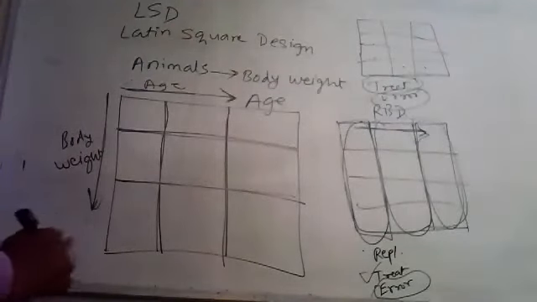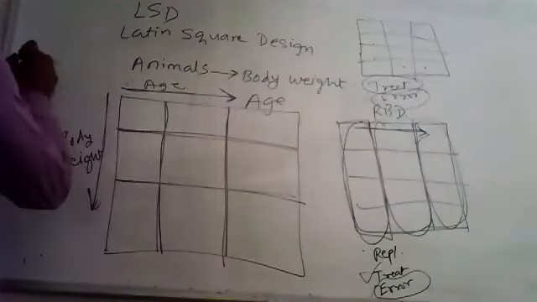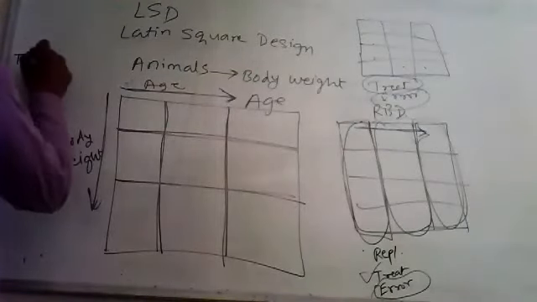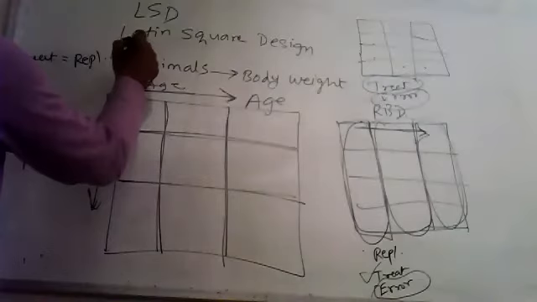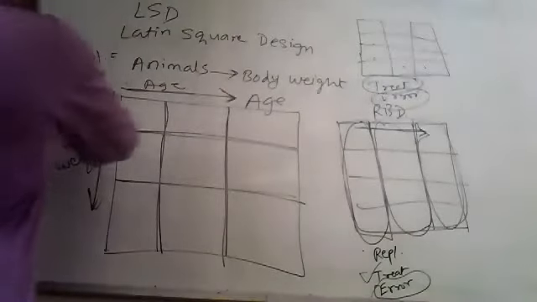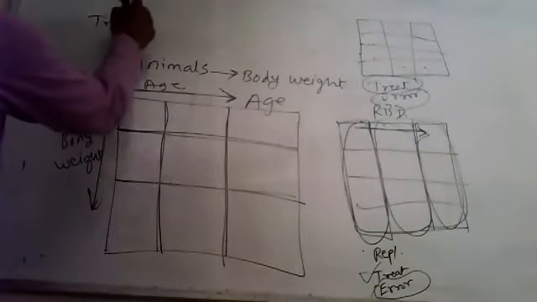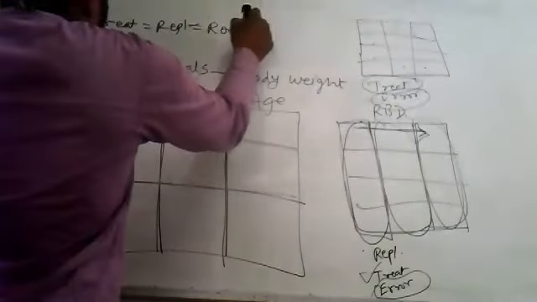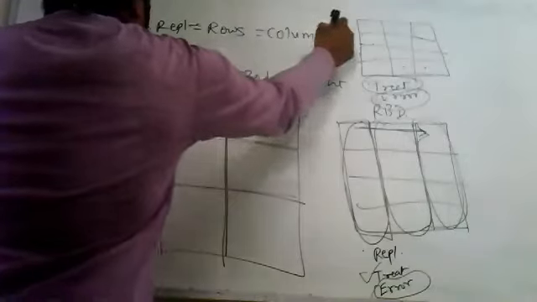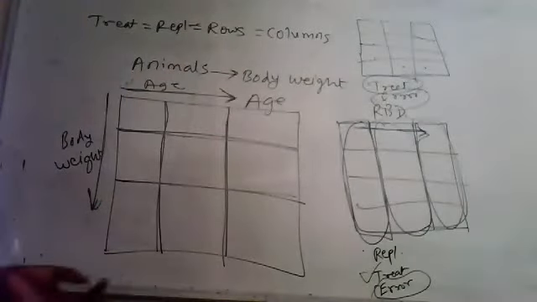For using LSD design, there is a condition that number of treatments is equal to number of replications. Number of treatments, replications, rows, and columns all should be equal. ठीक है, number of treatments, number of replications, number of rows, number of columns all should be equal.